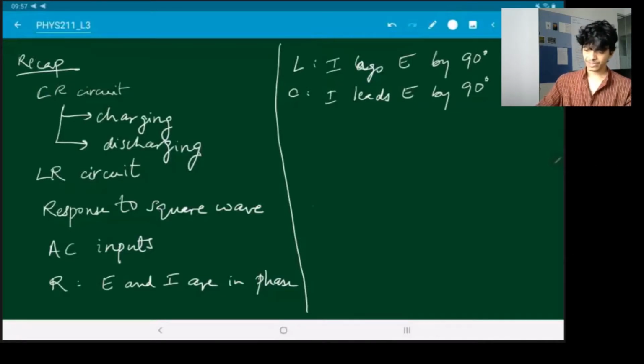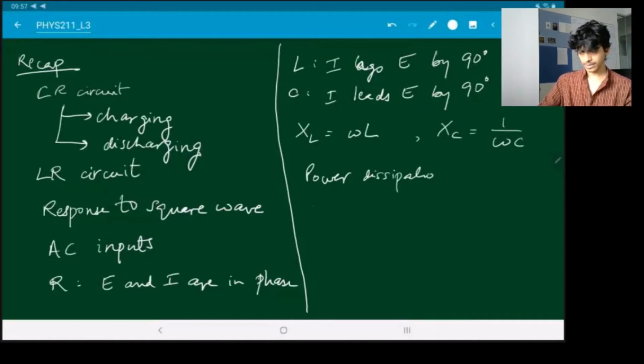We defined inductive reactance and capacitive reactance, which are basically like the internal resistance of these components. What else did we do? We looked at the power dissipation, and we saw that resistors are dissipative elements, but inductors and capacitors are non-dissipative. So this is what we discussed last time, and today we'll continue with some more of this discussion on AC theory.